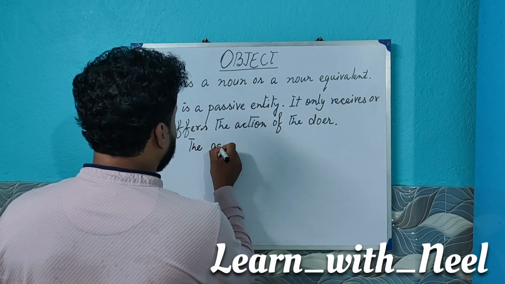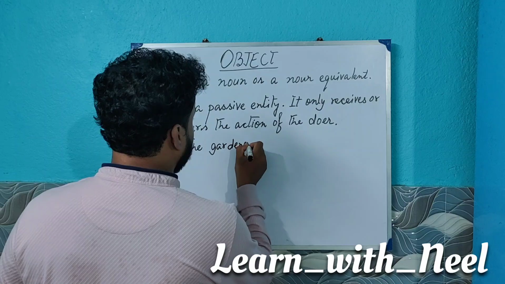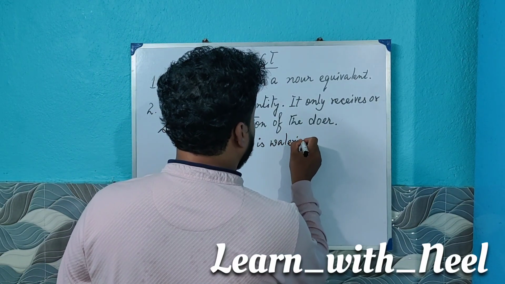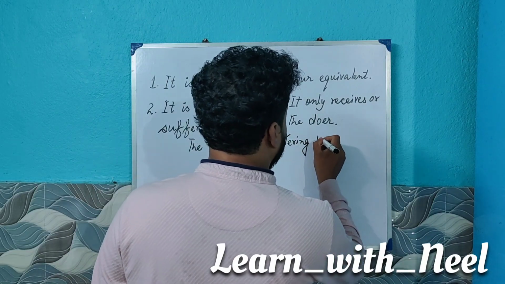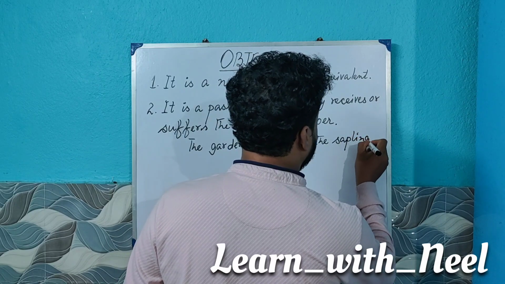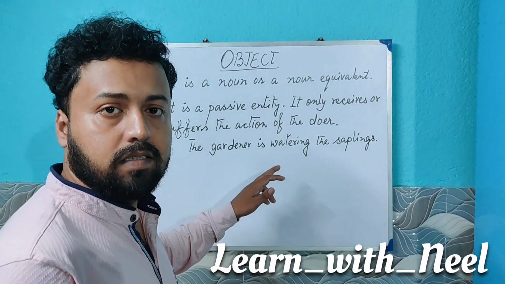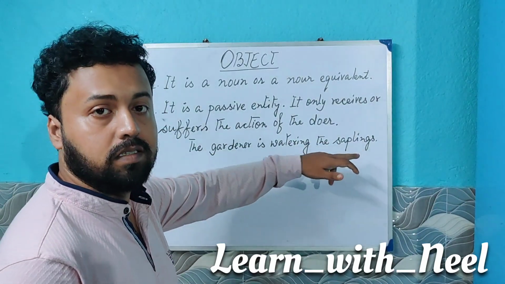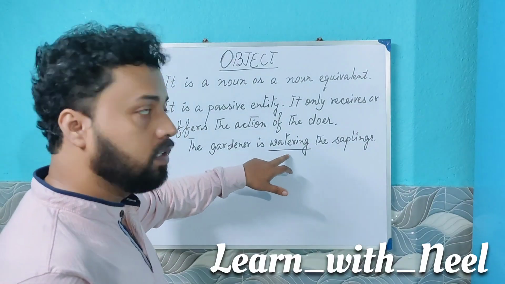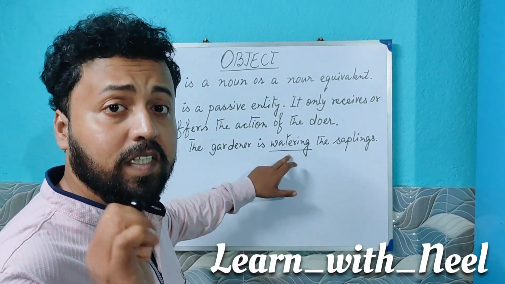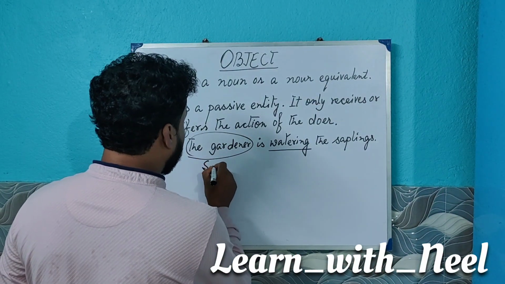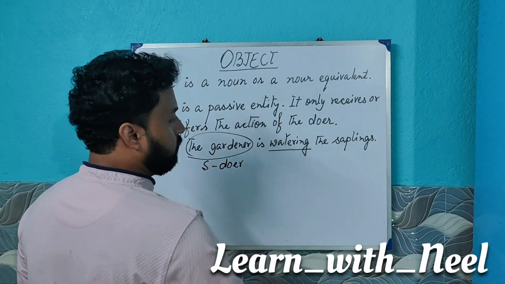The gardener is watering the saplings. Look at this sentence. The gardener is watering the saplings. The verb is watering. The core idea is expressed by this word, watering. This is the verb. Who is the doer? Who is the one watering? The gardener. He is the subject and the doer.